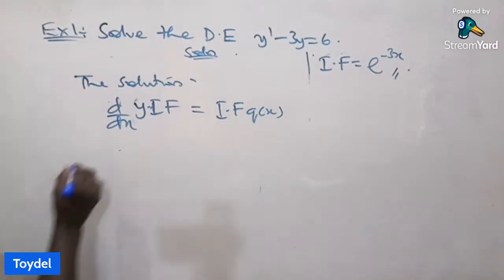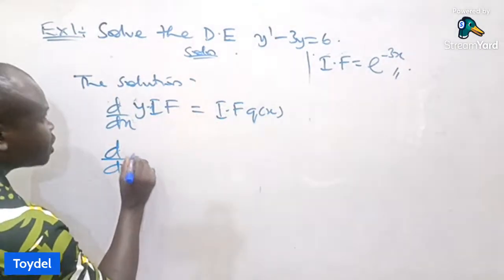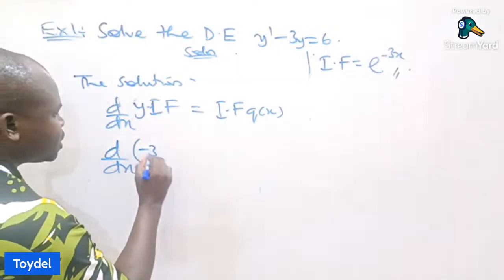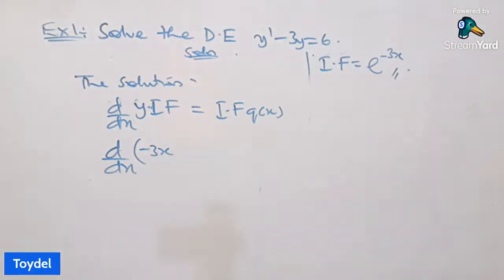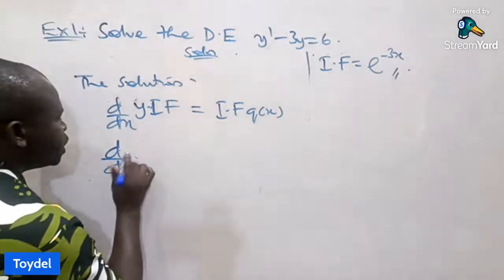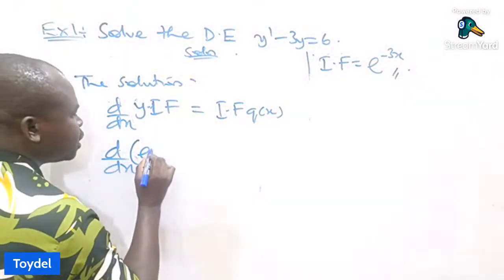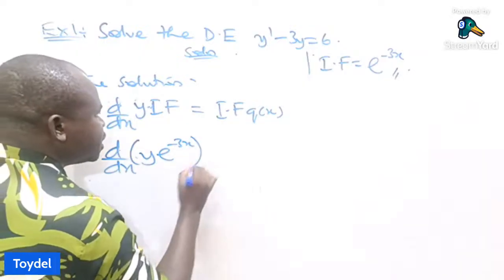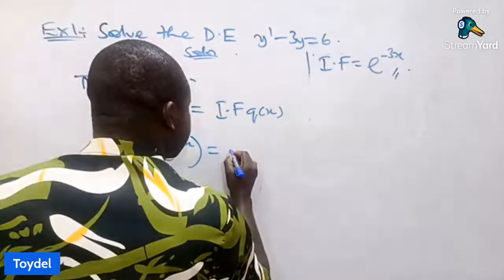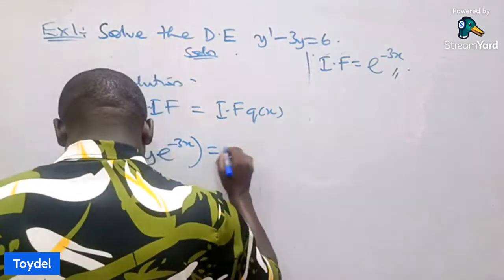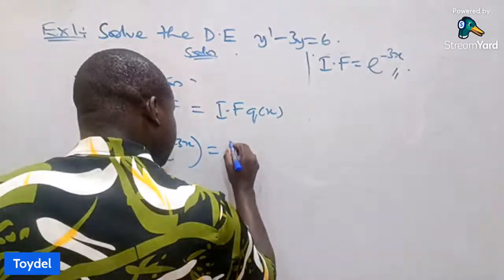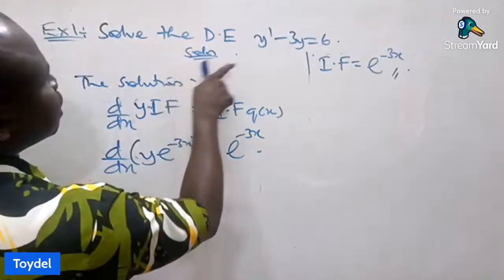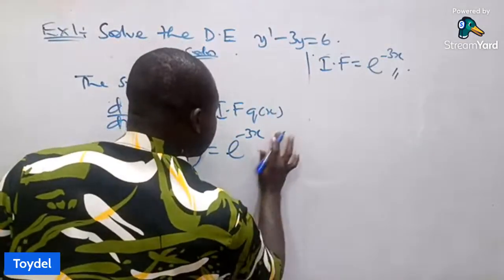That is what I'm trying to say: we say d dx. What is the integrating factor? We put it inside. The integrating factor is exponential minus 3x. That will be y exponential minus 3x, to be equal to the integrating factor, exponential minus 3x, multiplied by Q of x. Q of x from here is 6. So that will be 6.